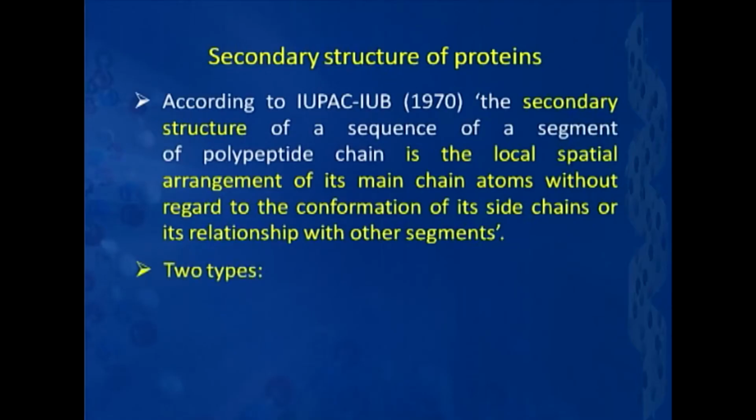Or suppose the protein happens to have more than one subunit, then we are not bothered about the position or spatial arrangement of other segments. So what it boils down to is that when we talk about secondary structure, I am primarily referring to a small part of the whole large protein, and there again I am just referring to the spatial arrangement of the backbone. That is what it means. There are two types of structures here, the alpha helix and the beta sheet. Let us understand each one of them.